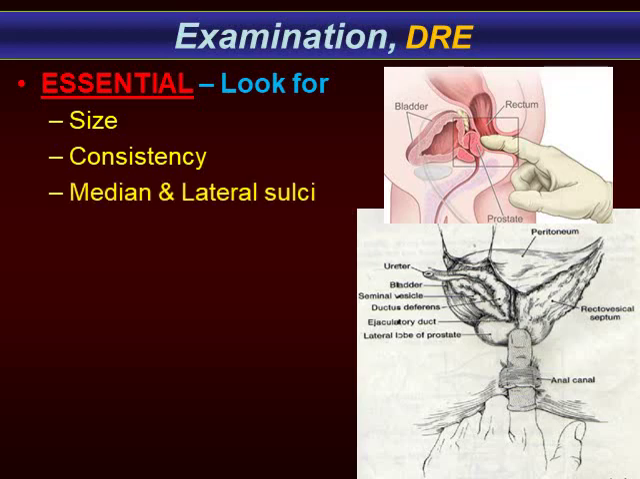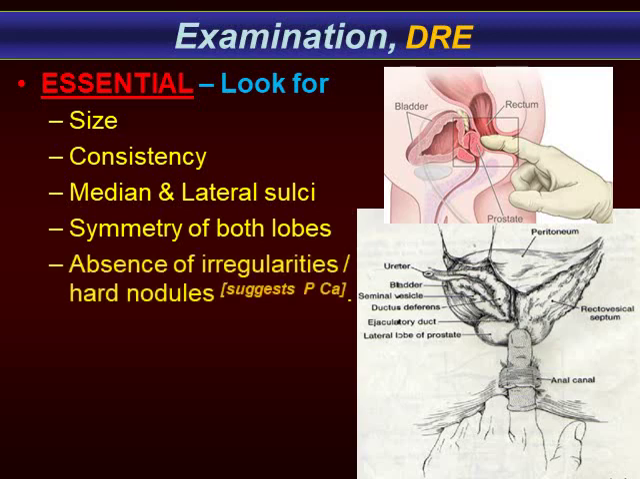You have to check for the median sulcus, which separates both lobes, and the lateral sulci at the lateral border of the prostate. In case of prostate cancer, the median sulcus will be obliterated. In BPH, as the prostate grows, the lateral sulci will become deeper. This is one of the methods you assess the size of the prostate. Also, you have to check the symmetry of both lobes. Both lobes should be equal, or very similar to each other. Also, you have to check for any abnormalities, any irregularities, or any hard nodules that suggest prostate cancer, and this patient will be required to do a prostate biopsy.